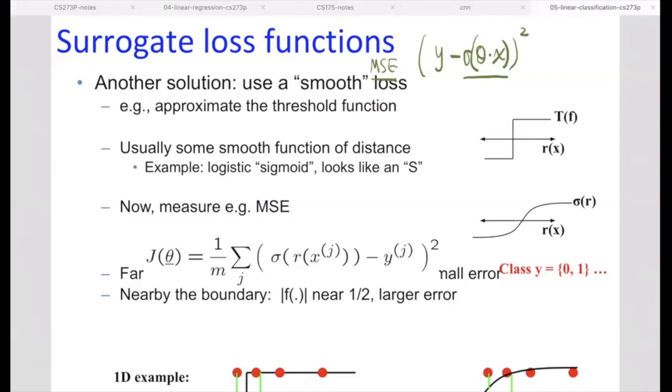So this is the theta function. Now I'm going to change the notation here and assume my target value is between 0 and 1. The reason is that I can then design a threshold function to be something like this one here, depending on the score, theta dot x.